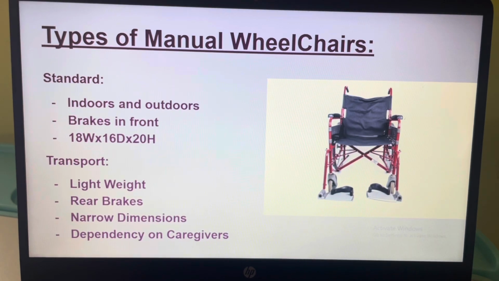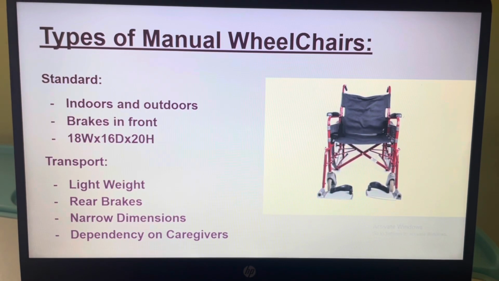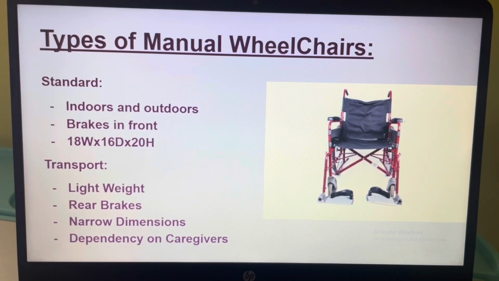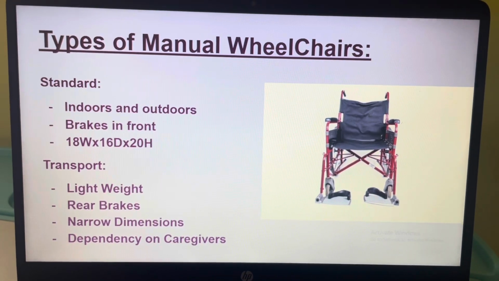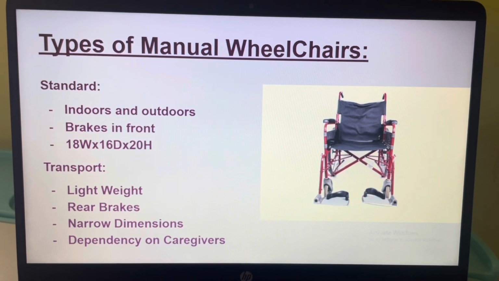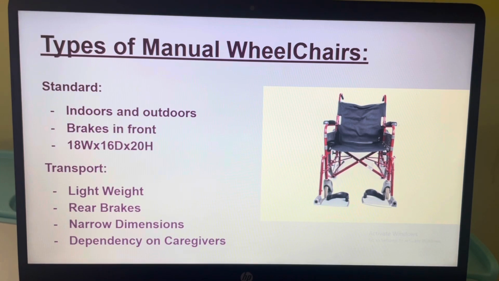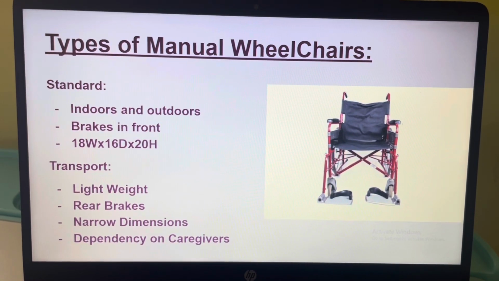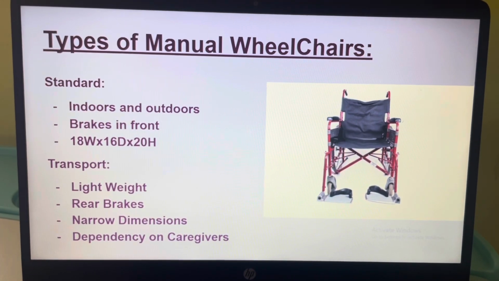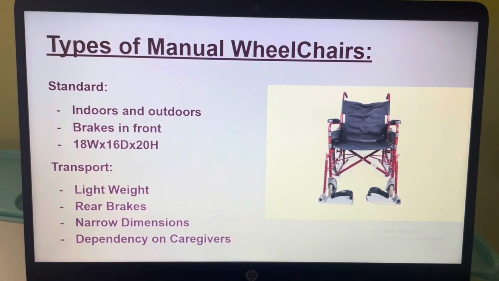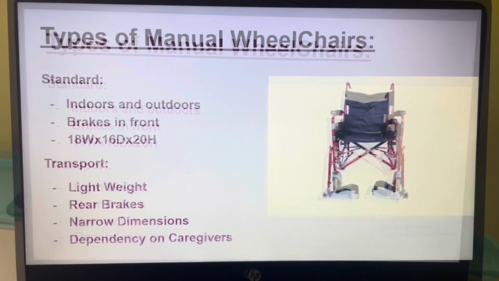In contrast, transport wheelchairs are lightweight and are mainly used for outdoor ambulation. The number of parts in the transport wheelchair is less, which makes it easy for someone to fold it and put it in the trunk for storage during outdoor trips. The wheels are also smaller in size, which makes the wheelchair narrower compared to a standard wheelchair.